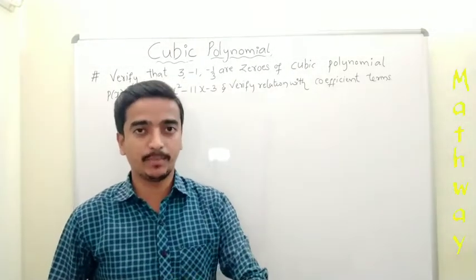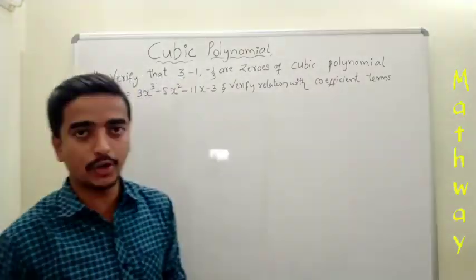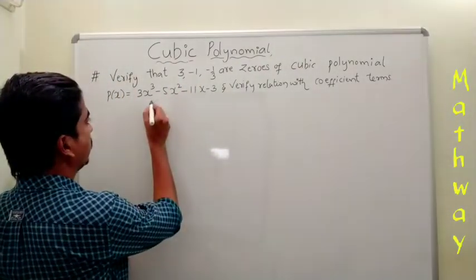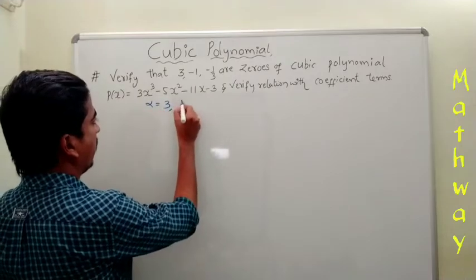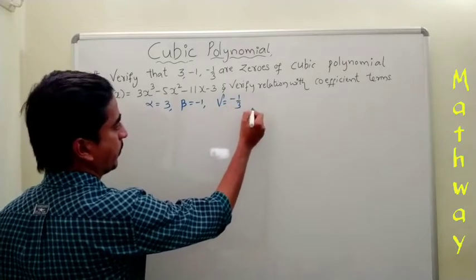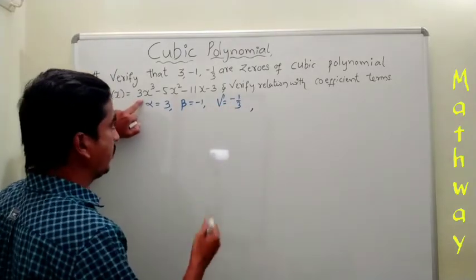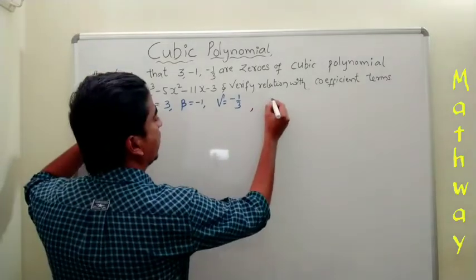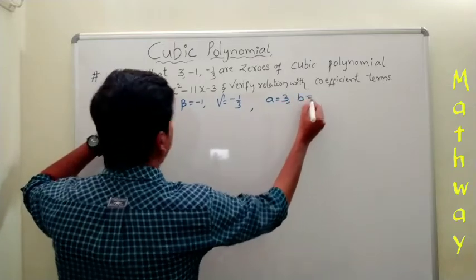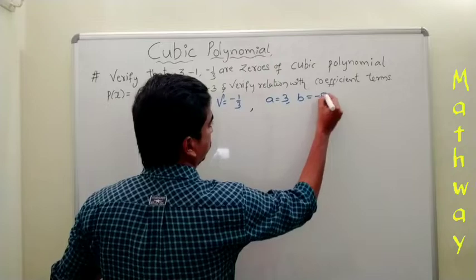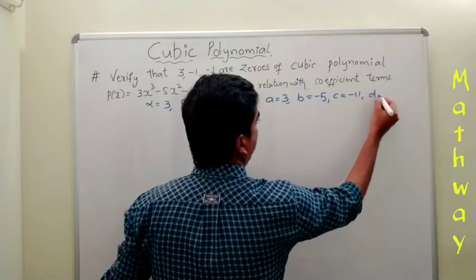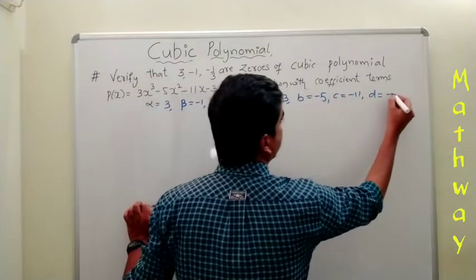Now let us see the relation between the zeros and the coefficients of a cubic polynomial. So here the zeros are 3, minus 1 and minus 1 by 3. Let us take alpha equals 3, beta is minus 1 and gamma is minus 1 by 3. By comparing the given polynomial with the general cubic polynomial, we get A equals 3 and B is minus 5, C is the coefficient of x, that is minus 11, and D is the constant term minus 3.